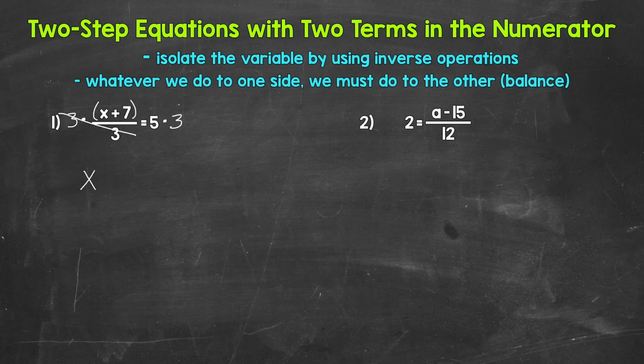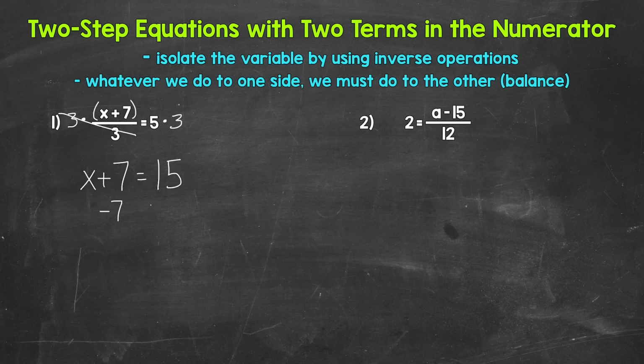Now we just have x plus 7 on the left side equals, and then on the right side, 5 times 3 gives us 15. And now we have x plus 7 equals 15. So we are adding 7 to x. We need to undo that addition in order to isolate the variable. What's the inverse operation of addition? Well, subtraction. So let's subtract 7 from the left side.